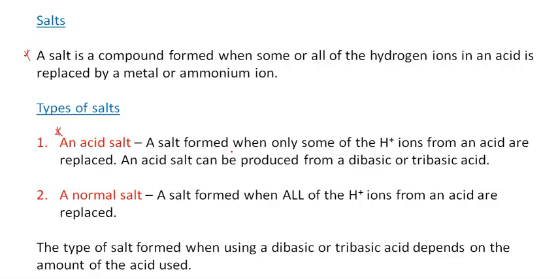An acid salt is a salt formed when only some of the H+ ions from an acid are replaced. An acid salt can be produced from a dibasic or a tribasic acid. A normal salt is a salt formed when all of the H+ ions from the acid are replaced. The type of salt formed when using a dibasic or a tribasic acid depends on the amount of acid used. Okay?